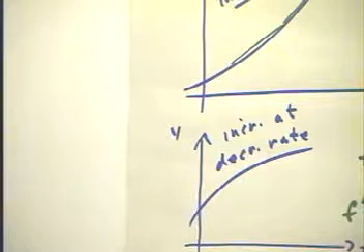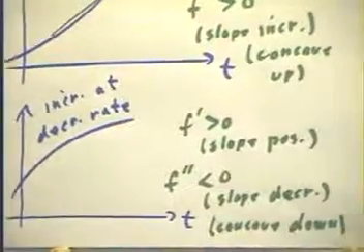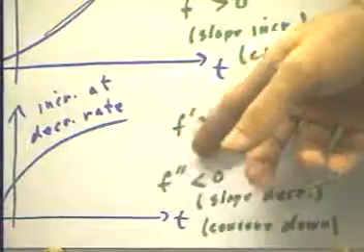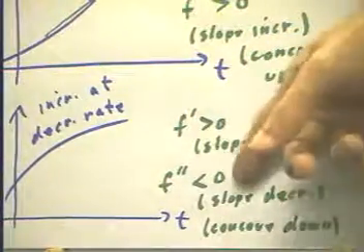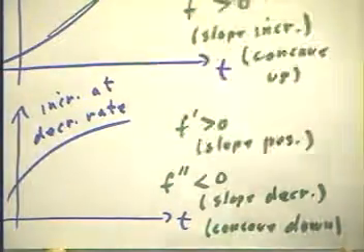Since the slope is decreasing, then the rate at which slope is changing is negative. A decreasing slope means the slope is changing at a negative rate. So we see that f prime is greater than 0 since the slope is positive, and f double prime is less than 0 since the slope is decreasing, and also since the graph is concave downward.